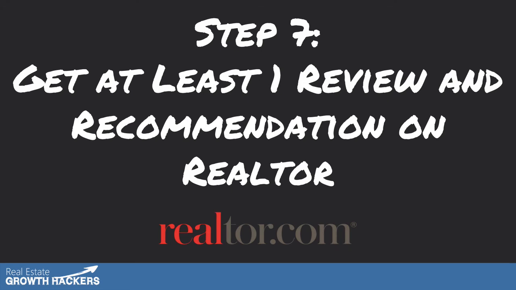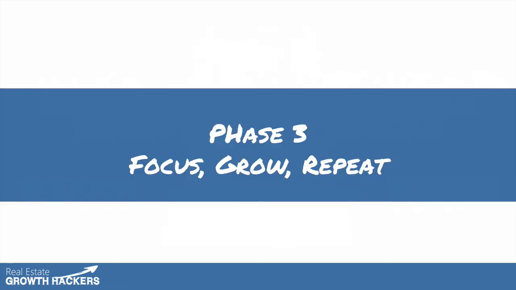Step 7 is going to be get at least 1 review and recommendation on Realtor.com. Realtor.com is the 3rd most trafficked real estate site. Basically the same reason here as Zillow. You want to make sure you have a presence. You want to make sure you have something on there so that when the people who do use the site find you, they see something that's worth looking at, and you have at least something backing up that you're a quality agent. So after you've gotten the reviews for the other sites, you want to get at least something on Realtor.com.